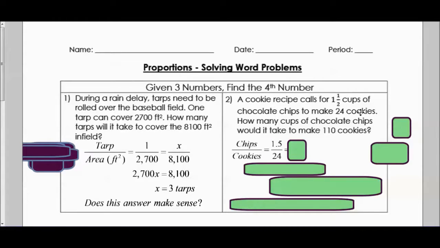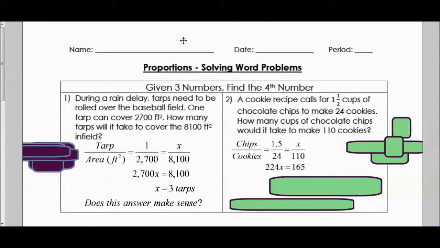The first relationship they give us is 1 1/2 cups. 1.5 cups will make 24 cookies. We don't know how many we'll need to make 110 cookies. Again, we're going to cross multiply 110 times 1.5 and 24 times x. That'll leave us with 24x equals 165. That should say 24, not 224. Our last step is going to be to divide by that 24 on both sides. That'll leave us with nothing there, just the x, and 6.875 on the other side.